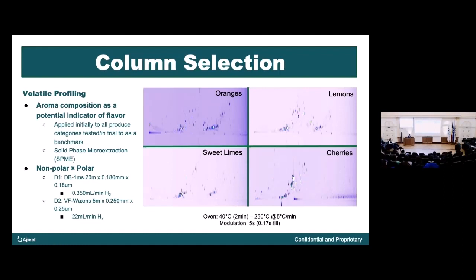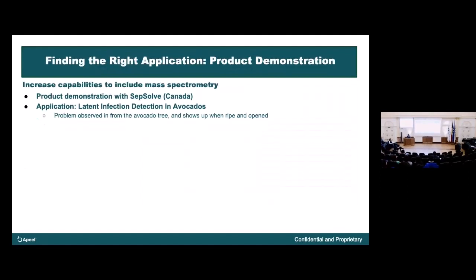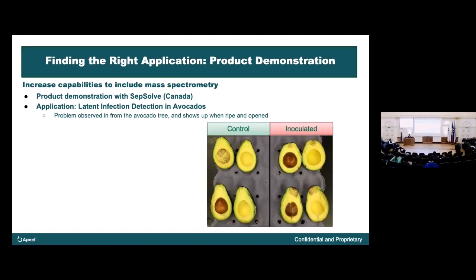So, as we're trying to go, okay, well, let's buy a commercial instrument, this wasn't going to jive. So we then went to a product demonstration with Sepsolve in Canada, and we had a different application, which was looking at latent infection detection in these avocados. So what latent infection is, and what you can probably see it as, is sometimes when you cut open an avocado, they have like this little brown spot up at the stem. So this is a fungus that comes from the tree, gets into the fruit, but doesn't really start to present itself until the fruit starts to ripen and mature.